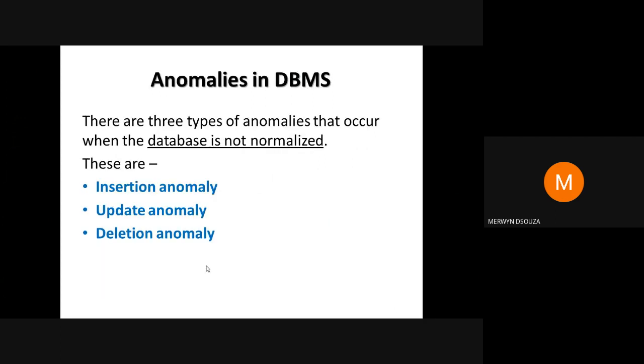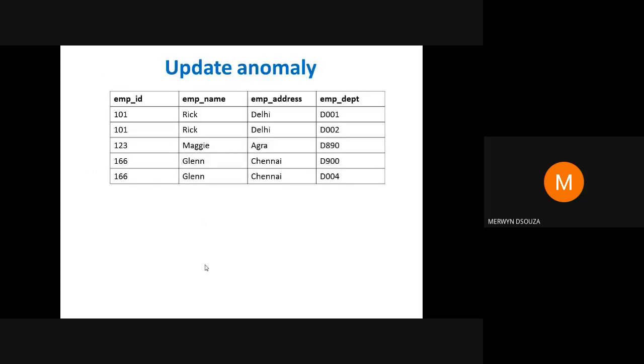Also, when you don't do normalization, there are anomalies that exist. Basically there are three types of anomalies: insertion anomaly, update anomaly, and deletion anomaly. So let's look at them. First, we'll look at the update anomaly. Consider the following table having the attributes employee ID, employee name, employee address, and employee department.